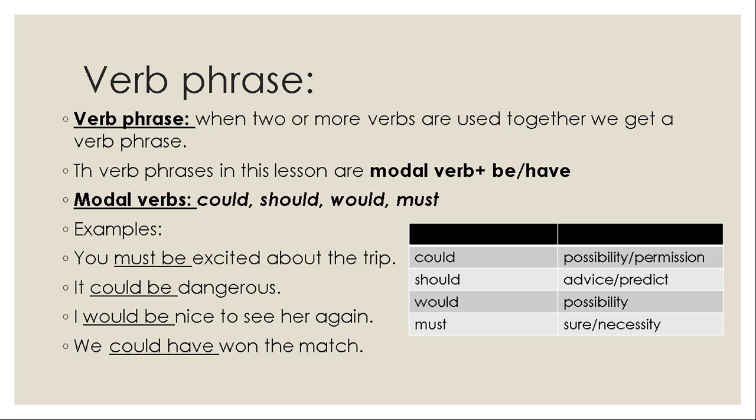It would be nice to see her again. Once again, this is a possibility. So if you see her again, if you have the chance to see her again, it would be nice. It would be a pleasant experience. We could have won the match. Here also it shows you a possibility.